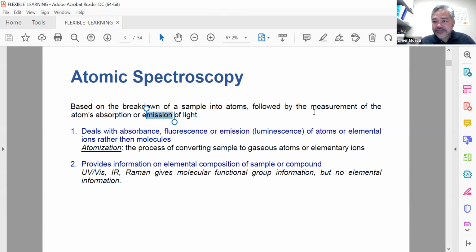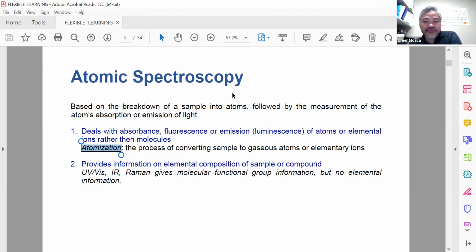Atomic spectroscopy deals with the absorbance, fluorescence, emission, or luminescence of atoms or elemental ions rather than molecules. One thing that separates atomic spectroscopy from typical molecular spectroscopy is the process of atomization. This is the process of converting the sample to gaseous atoms or elementary ions. This can be done in the sample chamber or the sample holder.